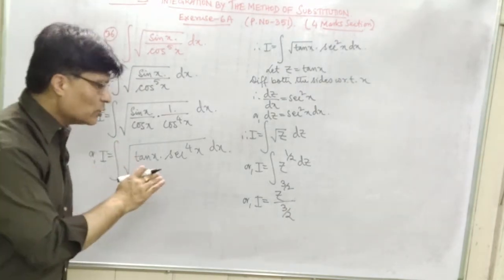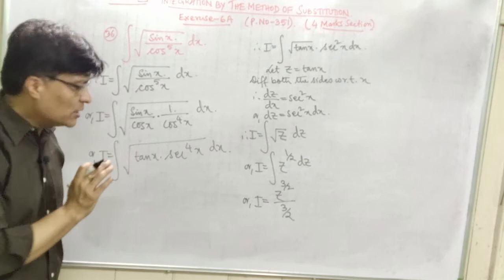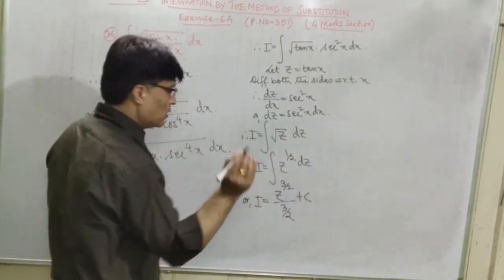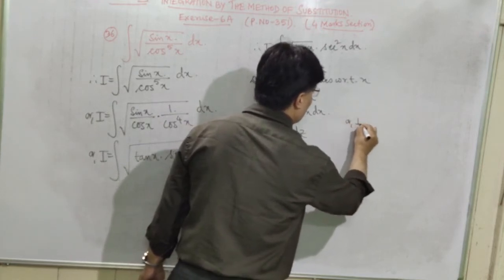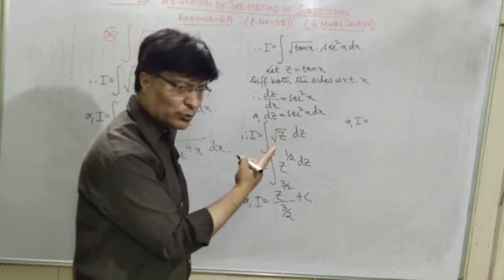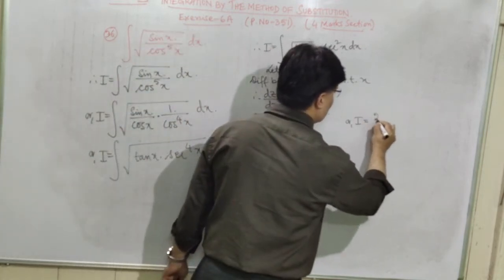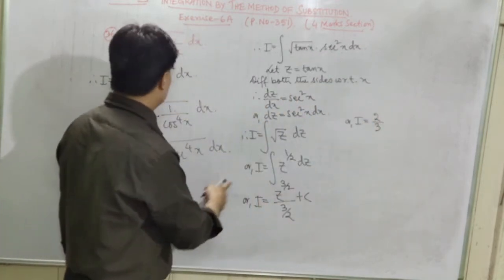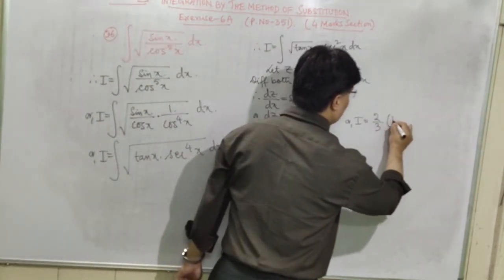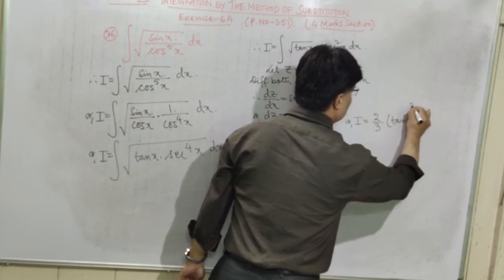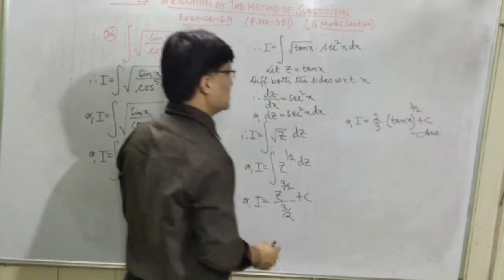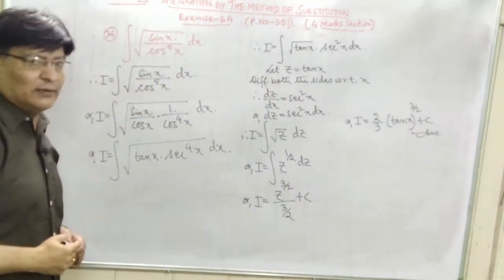That is z to the power half plus 1 divided by half plus 1, which is z to the power 3 by 2 divided by 3 by 2, then plus c. In the next step, I is equal to, now this 3 by 2 goes up in the numerator and becomes 2 by 3. So it is 2 by 3. And what is the value for z? The value for z out here is tan x. So it is tan x whole to the power 3 by 2, then plus c. So that is the final answer.